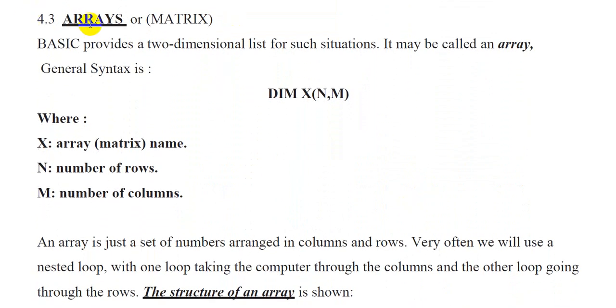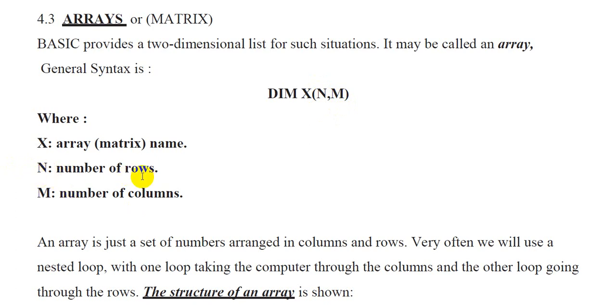Here we're referring to the 4.3 arrays or matrix. It basically provides a two-dimensional list for such situations. It may be called an array. The general syntax is dim x and m. N is the rows and m is the columns. N is the rows for the matrix, or n by m matrix, as you can see right before you.